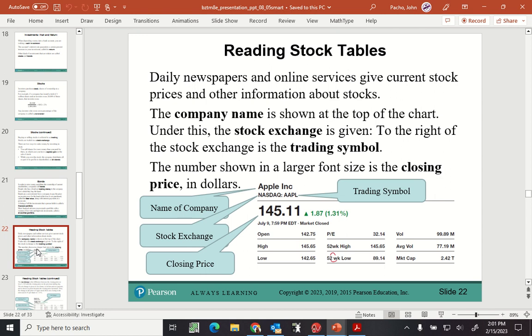So let's go. All right, reading stock tables. This is important. So I don't know if you guys need to highlight, underline, circle, put little hearts around it. Okay, we're going to go through each of the items on this stock. Daily newspapers and online services give current stock prices and other information about stocks. Or if you're into memes, it's stonks, right? Is that how that goes?